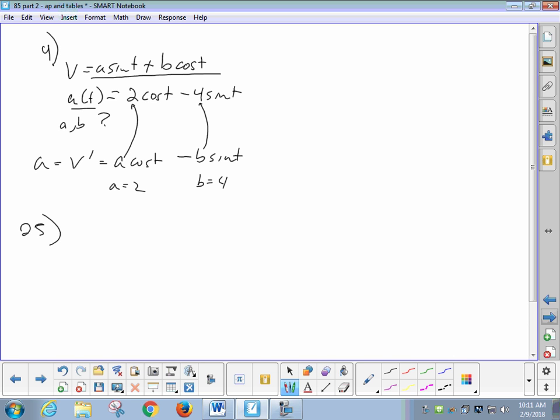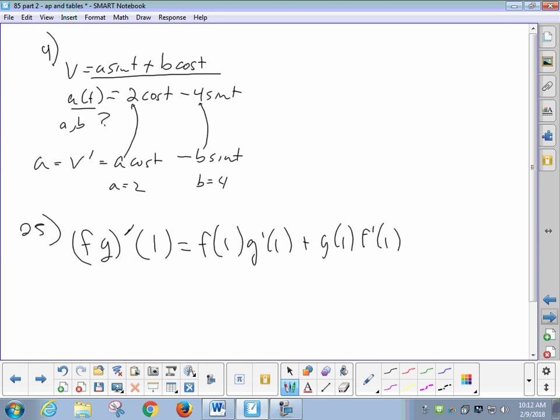Question on 25? Wait, no? All righty then. So, FG, is that composition FG or product FG? Product FG. The product prime at 1 means product rule. So maybe F at 1, G prime at 1, plus G at 1, F prime at 1. I think they give you all 4, right? So plug in the numbers and you're good.